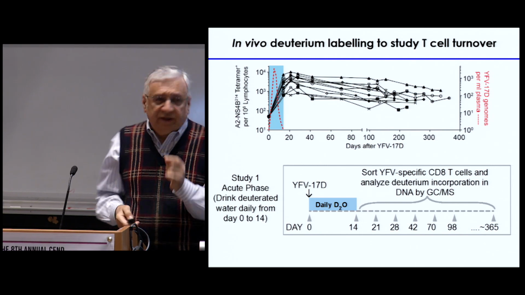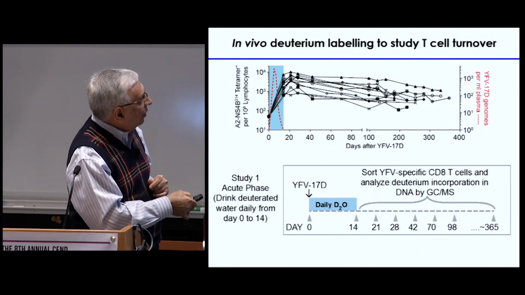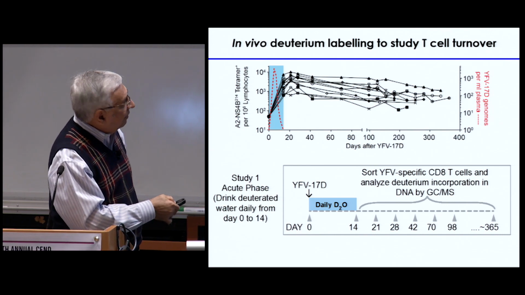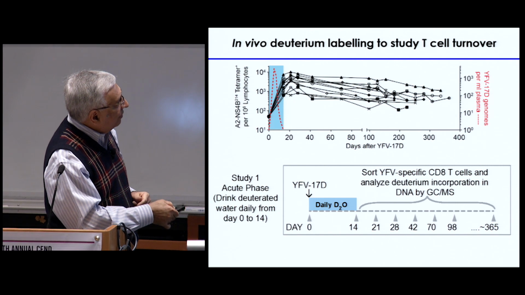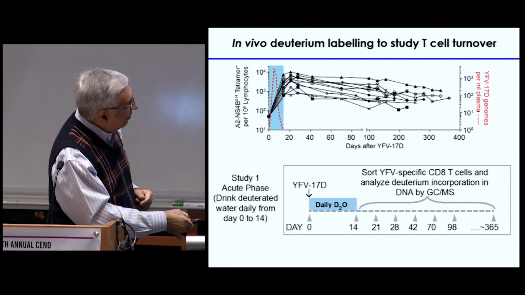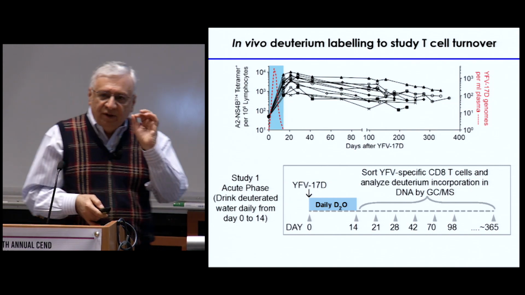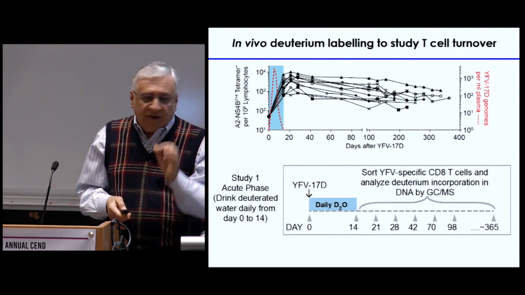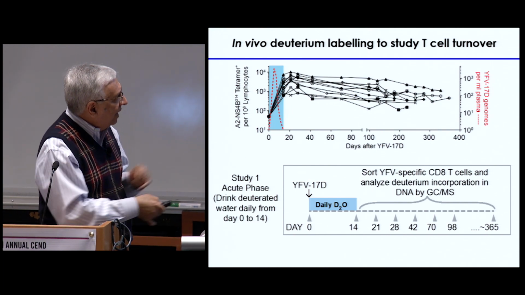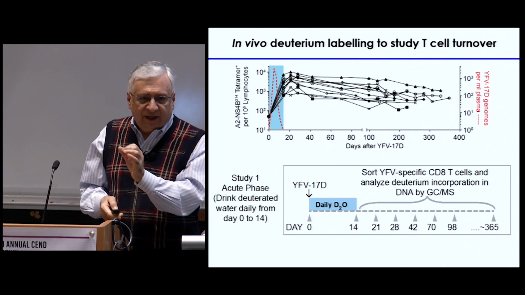Okay? And the way the analysis is done is Ramai Kondi, a postdoc in the lab who's done these studies in collaboration with Mark, will sort the tetramer-positive cells. So tetramer-positive cells are sorted at these different time points, 14, 21, 28, so on, up to a year or even longer. Okay? And then we send this to Mark Hellerstein's lab, and then by gas chromatography, mass spec, they quantitate the amount of deuterium in the antigen-specific cells.